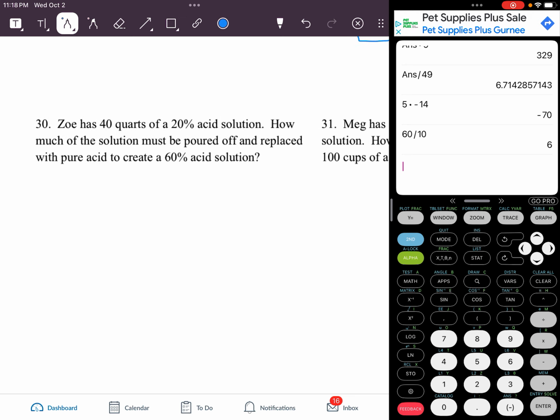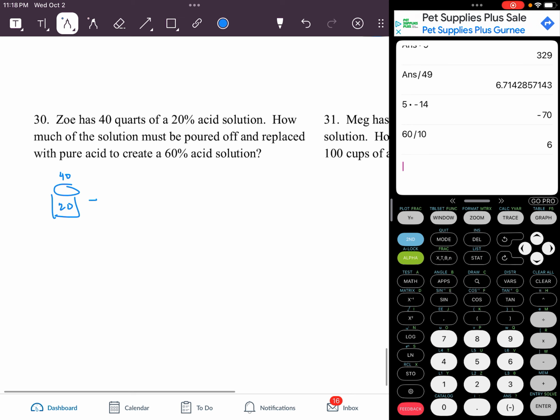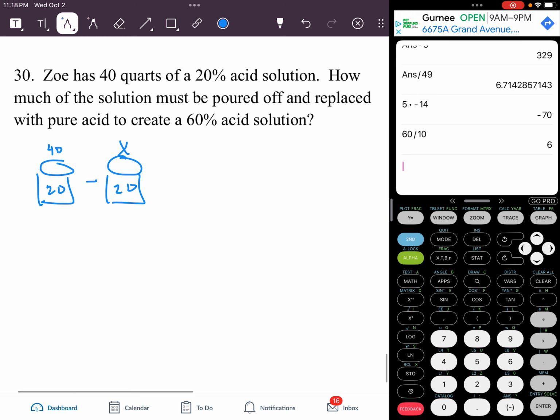Next, our chemical mixture problems. Zoe has 40 quarts, 20% acid. How much of the solution must be poured off? If you're pouring something off, you're subtracting it. You're still subtracting a liquid that you're holding in your hand that is 20% acid. So that stays as 20%. How much we're pouring off, we're not sure, so we put an x, because when we're not sure about something in math, we put an x.